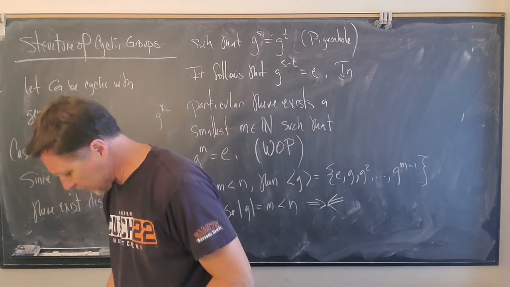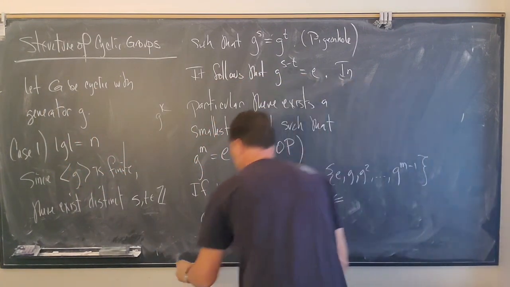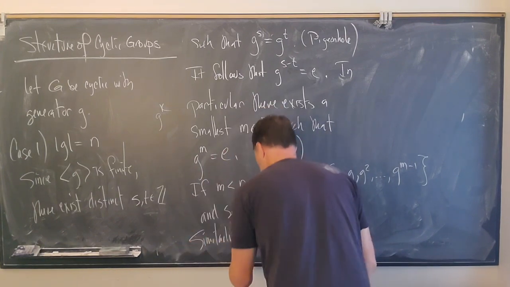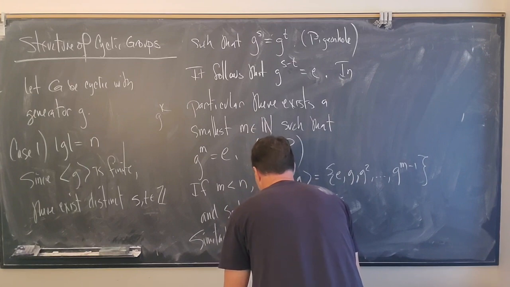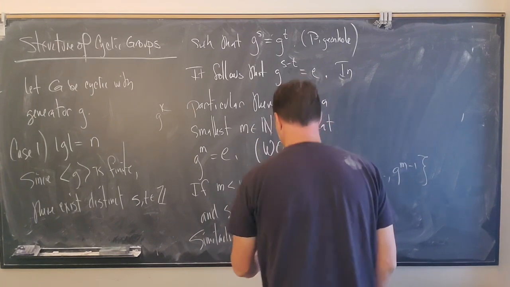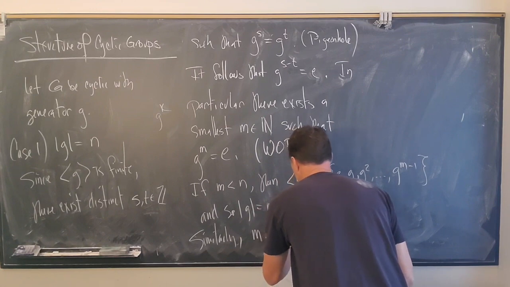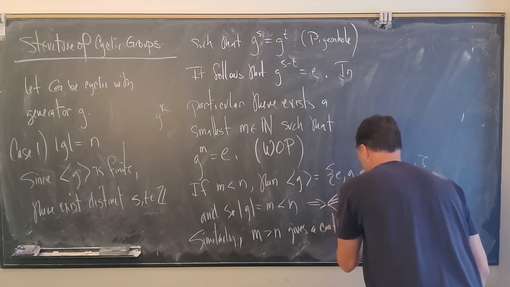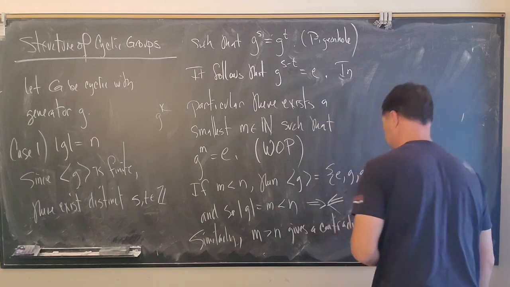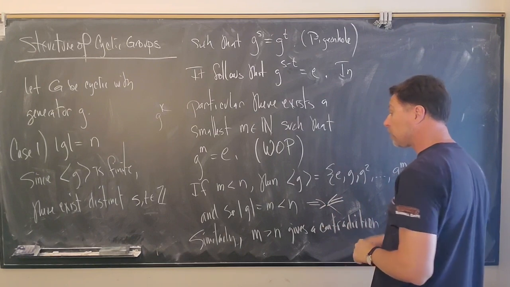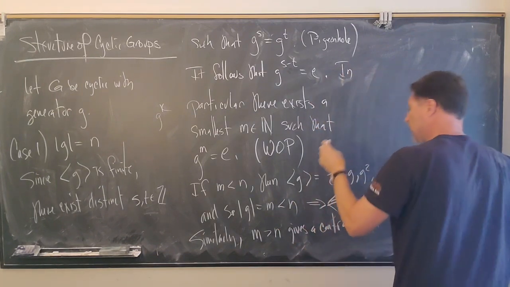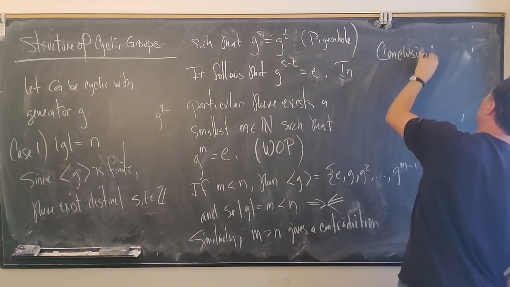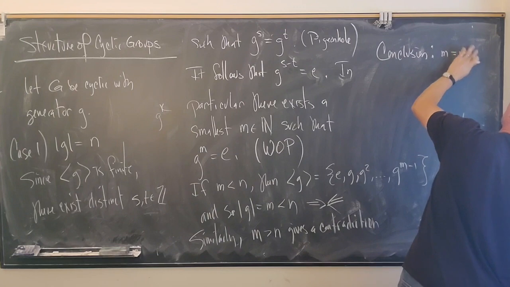And so what does that tell us then? Well, a similar argument, so we'll say similarly, m greater than n gives a contradiction, right? So what does that force us to conclude? It tells us that m has to equal n. So the conclusion is that m has to equal n.